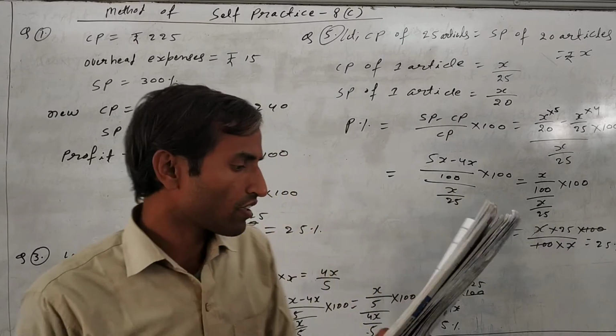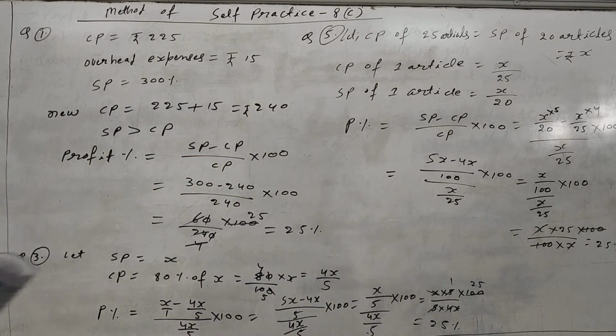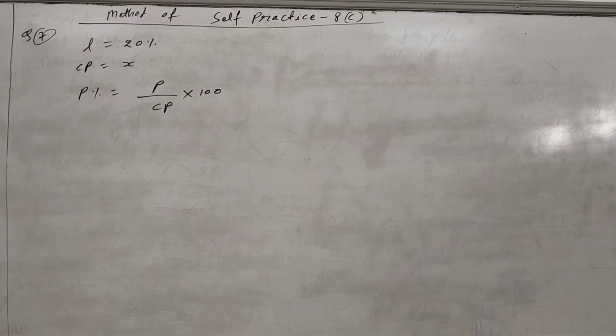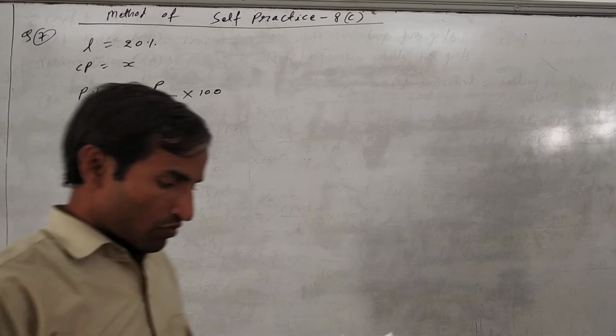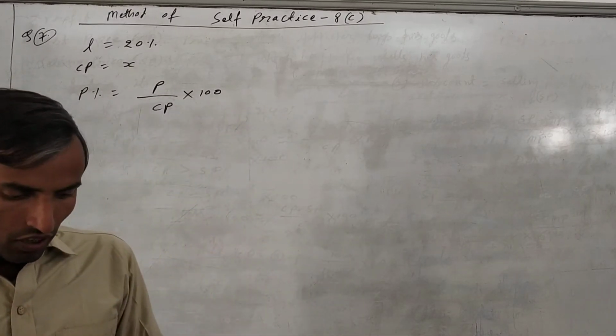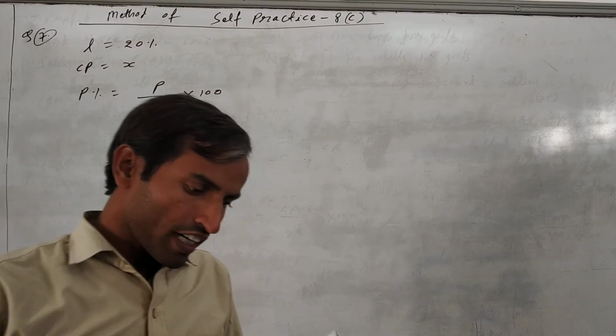Question number 7, all of you read question number 7. What do we have to find here? First of all read question number 7, then we can solve each. So now we have to solve question number 7. Here, all of you read question number 7.